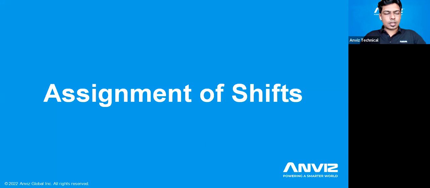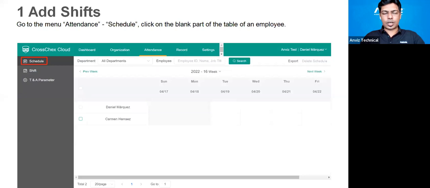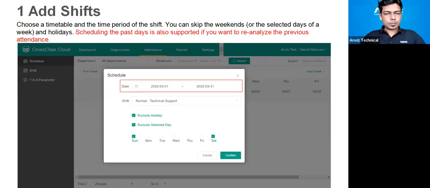Then the important thing is the assignment of shifts to the users. Once we create the shifts, we can assign them to the users, and then the users' data and reports will be calculated based on the shift assignment. In schedule, you can assign the shifts you created to the users. Once I go to the schedule, I can select the user and the time frame, like for which week or month you want to assign the timetable, and then accordingly I can assign a particular timetable or shift to the user.